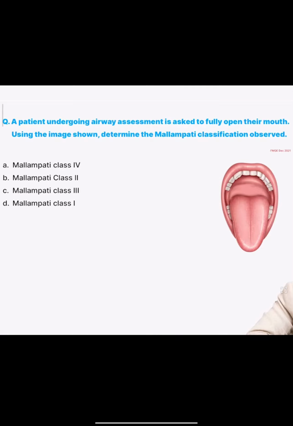Next, a patient undergoing airway assessment is asked to fully open their mouth. Using the image given below, determine the Mallampati class of this patient. Now in this patient, what is the Mallampati classification? Class 1, 2, 3 or 4. Guys, as he is opening his mouth, I am able to see the hard palate, I am able to see the soft palate and some part of the base of the uvula is seen. So I think this patient belongs to Mallampati class 3. Class 3 means soft and hard palate visible. Class 4 means only hard palate visible, very difficult airway.